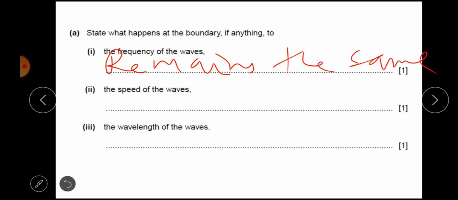Why? Here we were not asked to explain, we were just asked to state what happens. But we could explain that it doesn't change because frequency is determined by the motor. The motor is still generating waves at the same rate, so the same equal number of waves generated per second.